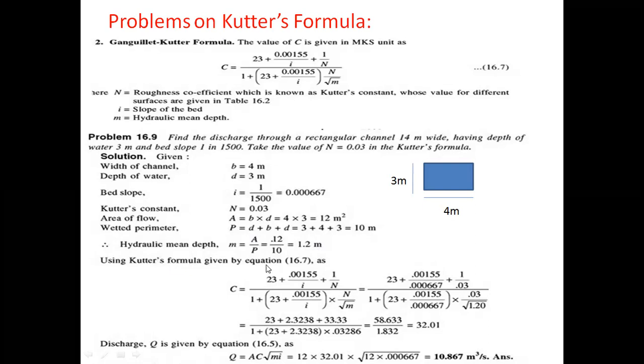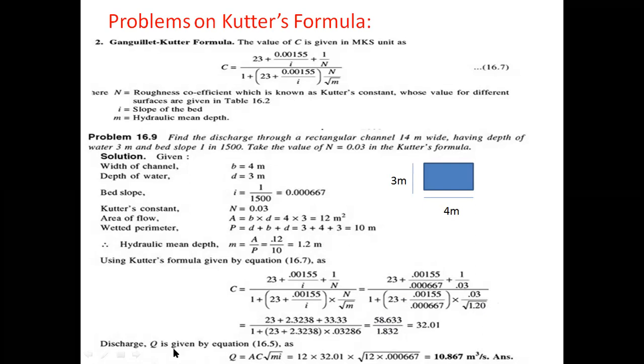Now by using Kutter's formula, C equals 23 plus 0.00155 by I, plus 1 by n, divided by 1 plus 23 plus 0.00155 by I, into n by root of hydraulic mean depth. The I value, the bed slope, is 0.000667, and the n value is given as 0.03. The hydraulic mean depth is 1.20.